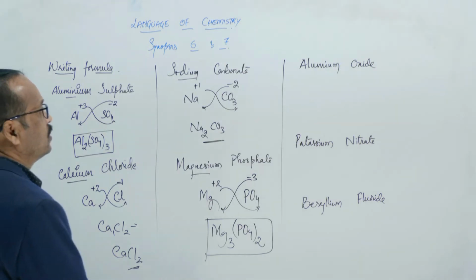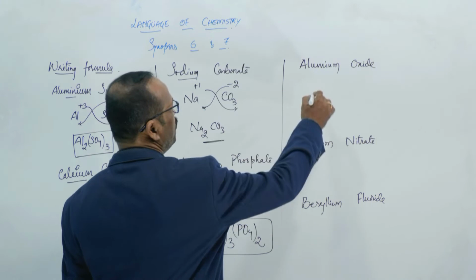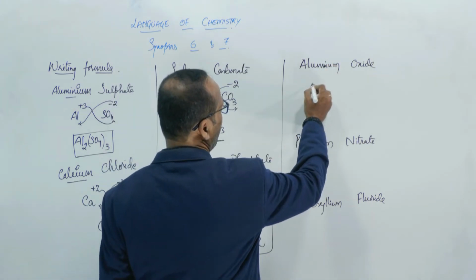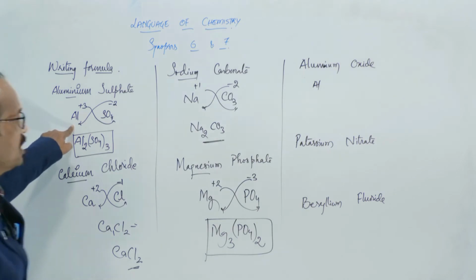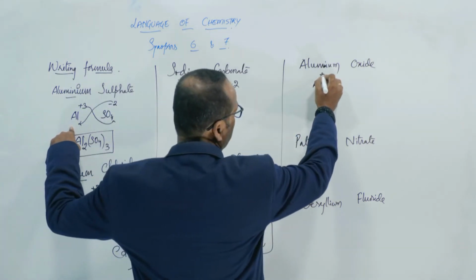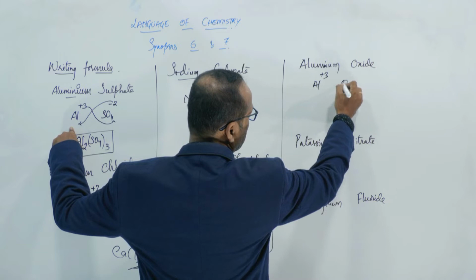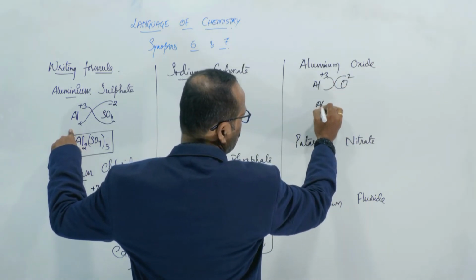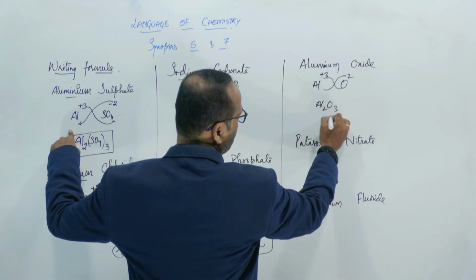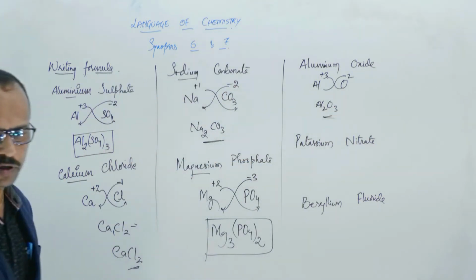Finished? So see here, aluminium. The aluminium symbol is what? Al. Already written here, you see here. And its valency is what? +3. And then oxide means oxygen. Valency is -2. So just crisscross. So Al2O3. That's all. Very simple, no?